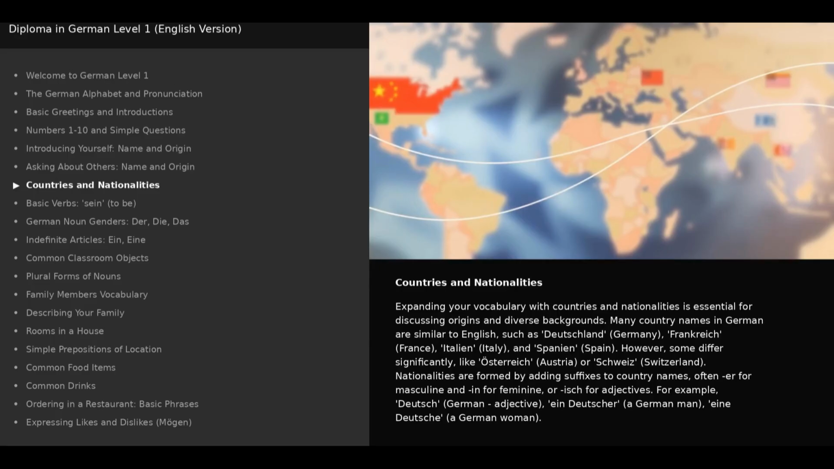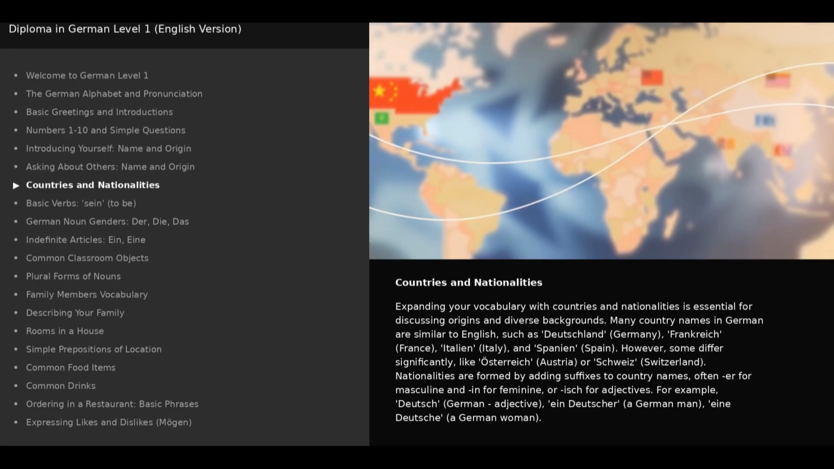Countries and nationalities. Expanding your vocabulary with countries and nationalities is essential for discussing origins and diverse backgrounds. Many country names in German are similar to English, such as Deutschland, Germany; Frankreich, France; Italien, Italy; and Spanien, Spain. However, some differ significantly, like Österreich, Austria, or Schweiz, Switzerland.